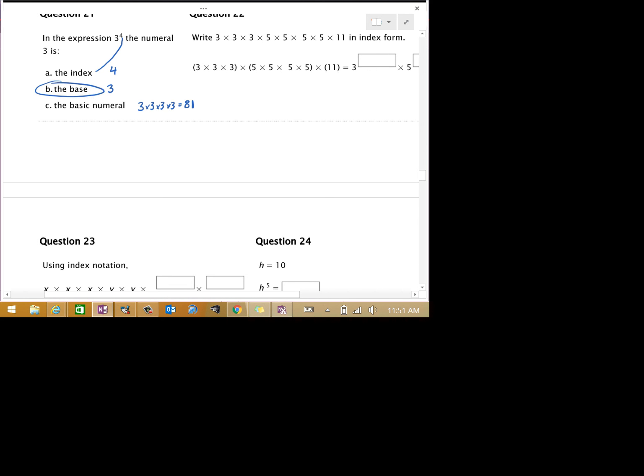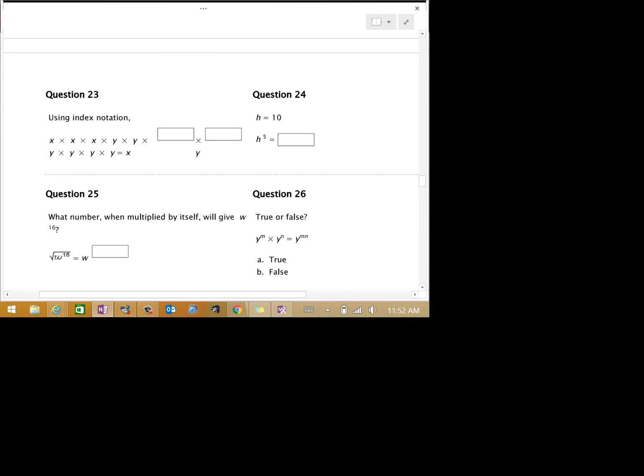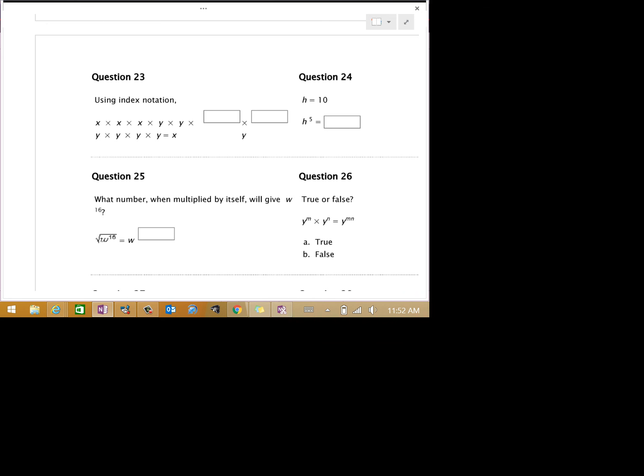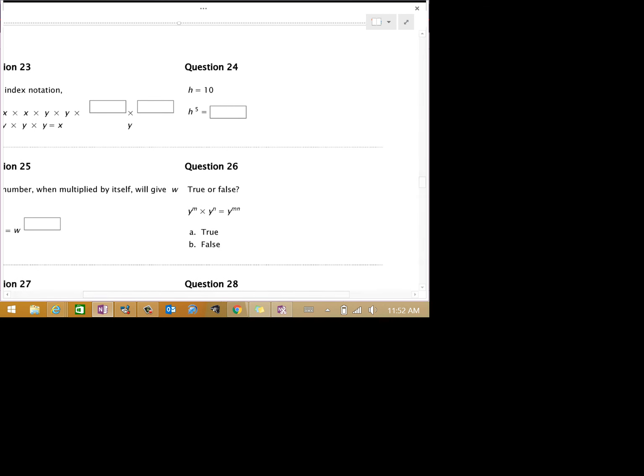Okay, what about if I was to write this in expanded form? That's 3 to the power of 3 times 5 to the power of... times 11. That 11 confused me. It was right underneath it. All right, what is this in index notation? We have how many x's? 3. Oh, I don't even know. I don't get it. Yeah, forget that one.